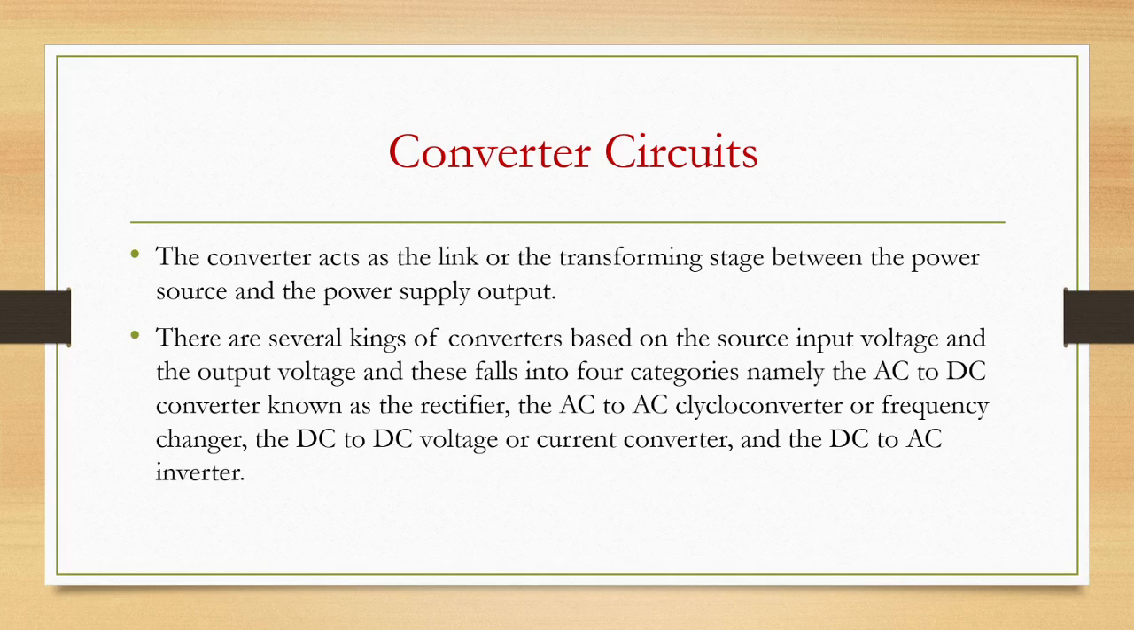So let us see what a converter circuit is. A converter acts as a link or transforming stage between the power source and the supply output. There are several kinds of converters based on the source input voltage and the output voltage, and these fall into four categories. We have already seen this in the previous class: rectifier, cycloconverter, voltage or current converter, and inverter. What does a rectifier do? A rectifier converts AC to DC. A cycloconverter converts AC to AC. A current or voltage converter converts DC to DC, and an inverter converts DC to AC.